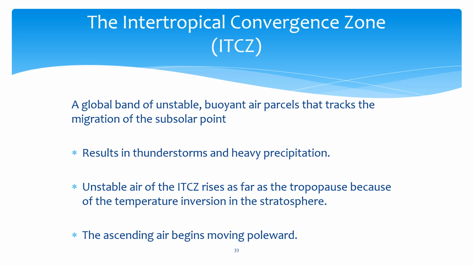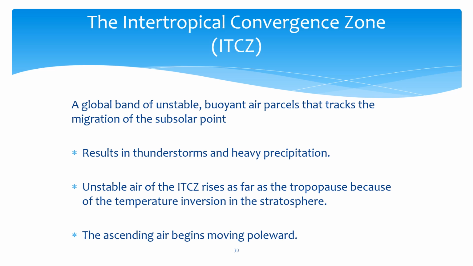So the unstable air of the ITCZ rises as far as the tropopause, once again because of the temperature reversion in the stratosphere. That is going to put a cap on the upward flow of that air, and once it hits the top of the troposphere, or excuse me, the tropopause, it is going to have to spread out. It can't go down because there's so much air coming up, so it has to spread out and move back towards the poles. That ascending air moves poleward.